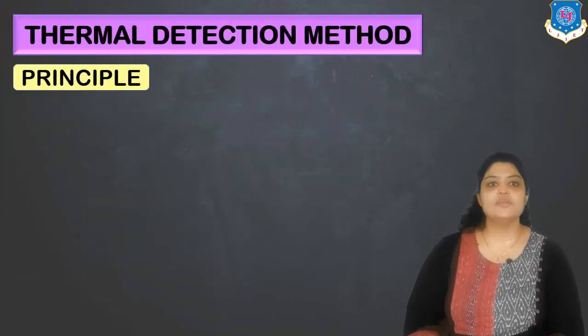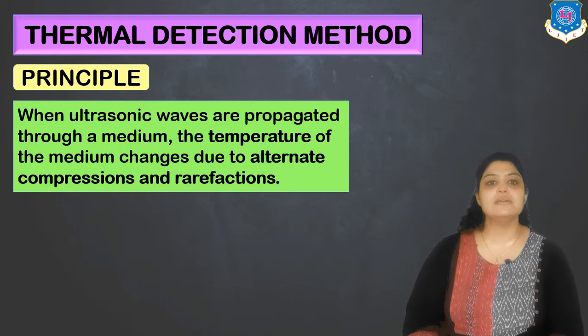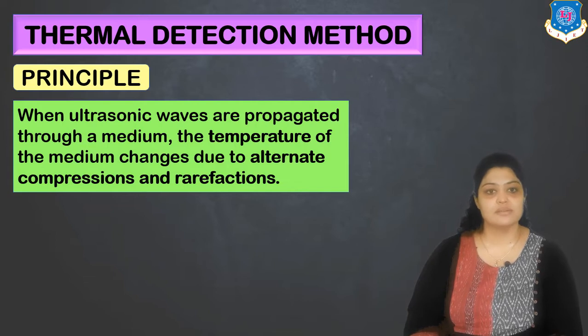Then coming on to the second method, which is known as the thermal detection method. Thermal detection method has the use or application of heat or increase in temperature. Let's see what this thermal detection method is. So the principle says when ultrasonic waves are propagated through a medium, the temperature of the medium changes due to alternate compressions and rarefactions.